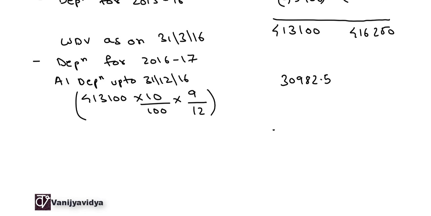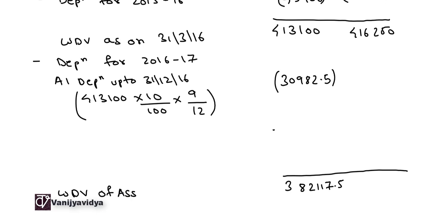Now let us calculate what is the WDV of this asset. 4,13,100 minus 30,982.5. So WDV of the asset is 3,82,117.5. Now this is the WDV of asset 1 as on 31st December 2016.